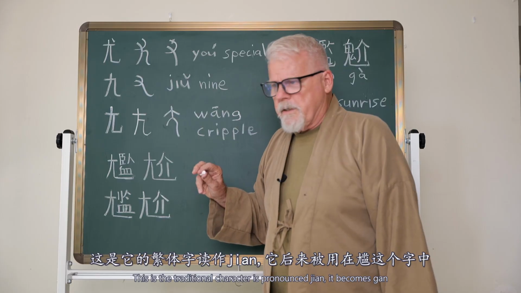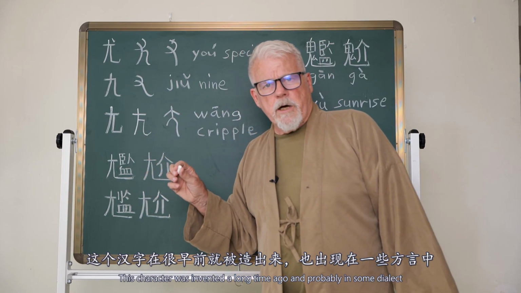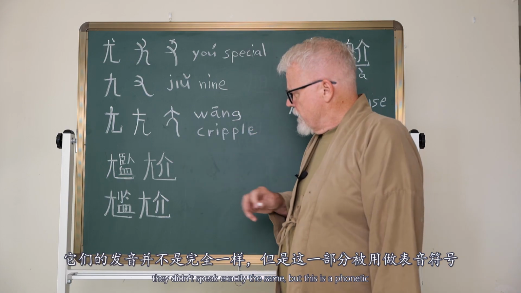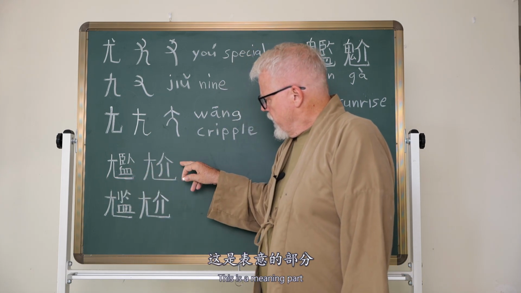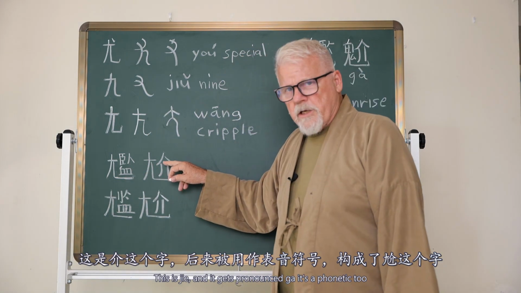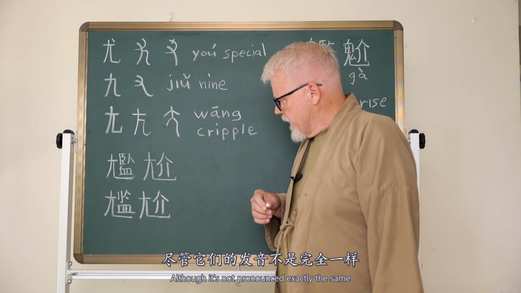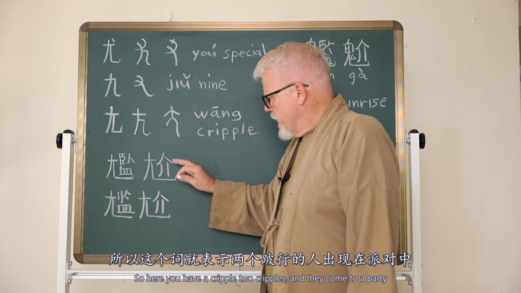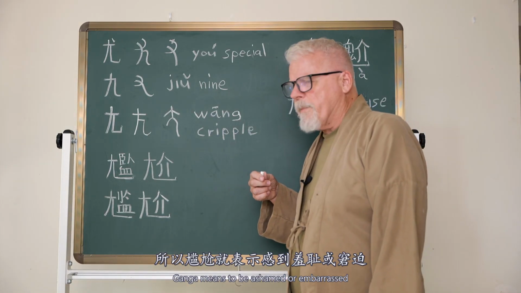It's pronounced Jian. It becomes Gan. This character was invented a long time ago, probably in some dialect that didn't speak exactly the same. But this is a phonetic, and this is a meaning part. This is Jie, and it gets pronounced Ga. It's a phonetic too, although it's not pronounced exactly the same. So here you have a cripple, two cripples, and they come to a party. Ganga means to be ashamed or embarrassed.